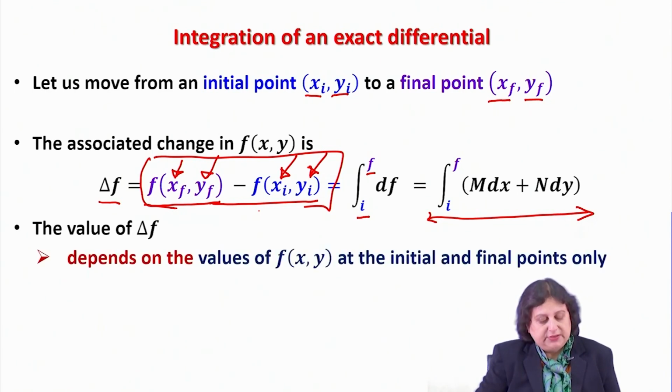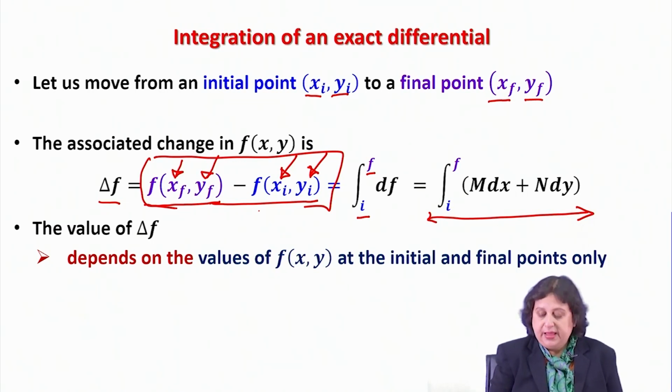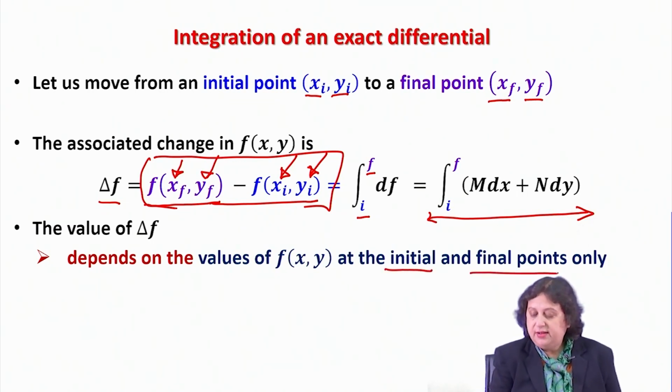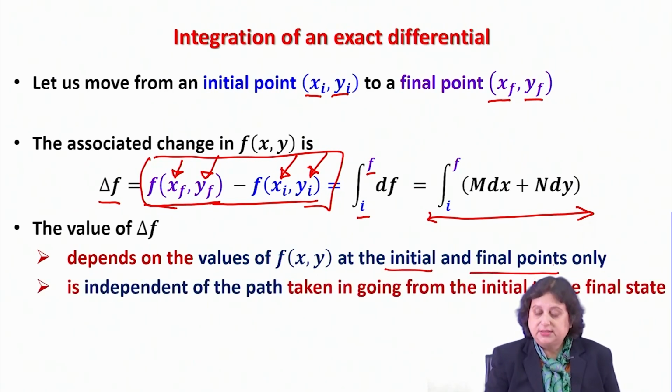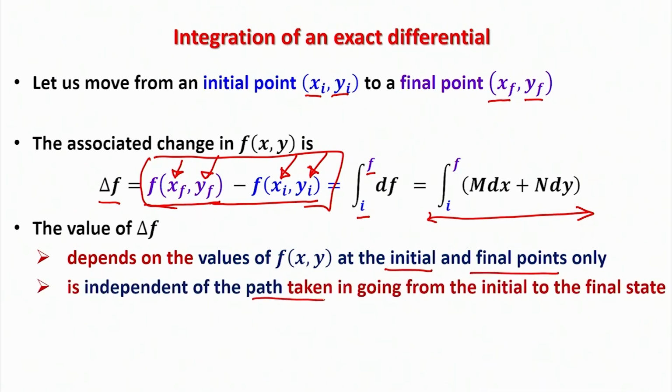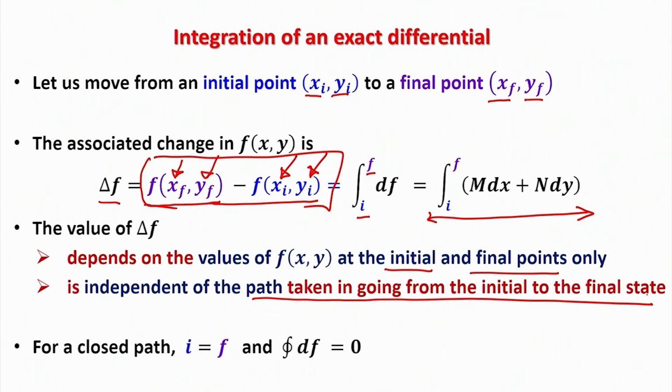And therefore, it's very important to note that the value of delta f, that is the change in f of x, y as it goes from the initial to the final point, depends only on the value of f(x, y) at the initial and final points. And it does not depend on the path taken in going from the initial to the final state. This is a hallmark of a differential that is an exact differential.